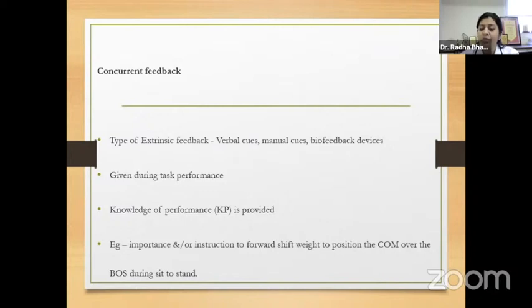You can tap, you can give manual feedback, or you can use some other devices if you have them. The main thing is that concurrent feedback is given while the task is being performed. That time you are giving is the concurrent feedback. Concurrent feedback is also a type of knowledge of performance, which is called KP. The feedback is about the quality of movement, or what change needs to be made in the quality of movement to accomplish the goal. So that is your concurrent feedback.